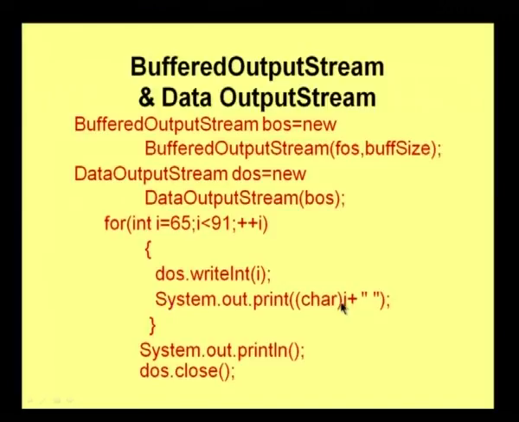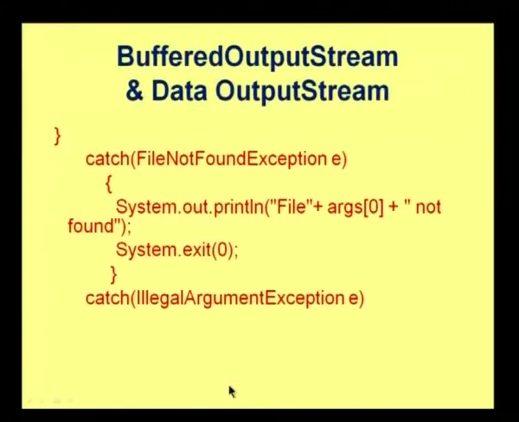Then I am trying to print that. Here this is the ASCII value of your characters, so this will be typecast into a character and printed, whereas while I write it into my data output stream, it will be written in the form of an integer. After writing all these characters, I am closing my data output stream.